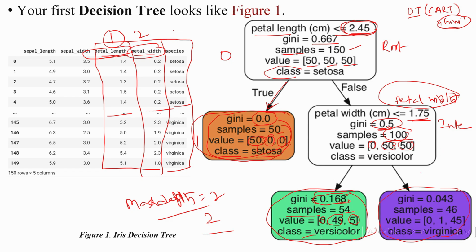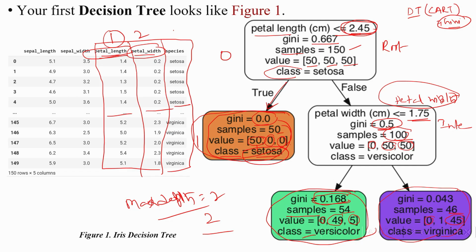Now we write this condition. Samples equal to 46, value equal to 0, 1, 45. That means 0 belong to Setosa, 1 element belongs to versicolor, and 45 belong to virginica. The majority class is virginica only. Like that we identify the class labels. The first class label is Setosa, the second is versicolor, and the third is virginica.